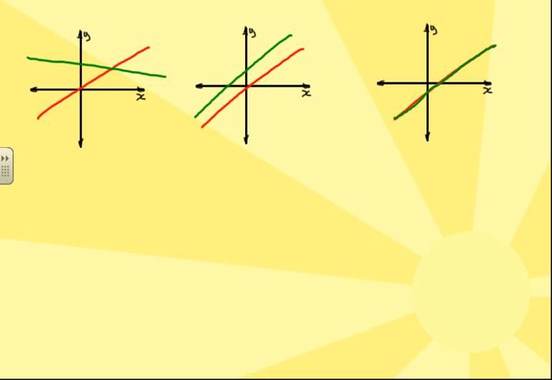Here we have three different systems of equations. Each set has a green line and a red line. And we're going to work on classifying them, telling what type they are. Now the first thing we want to decide: are they consistent or are they inconsistent? Now all consistent means is, do the lines touch?